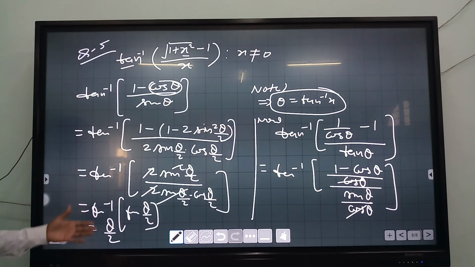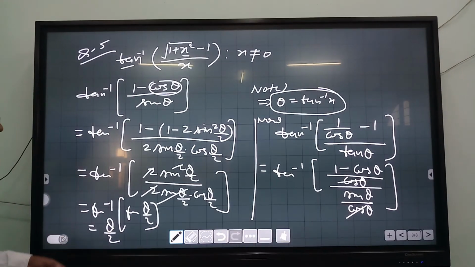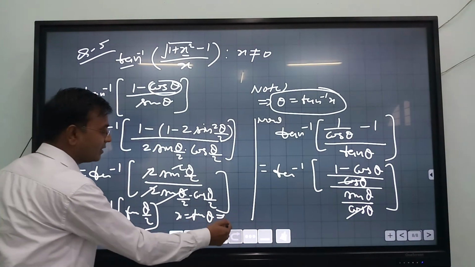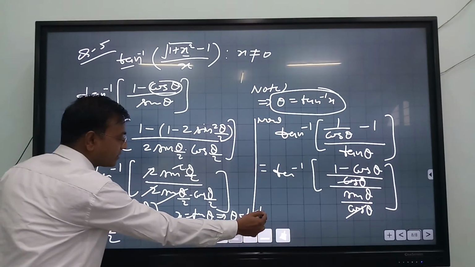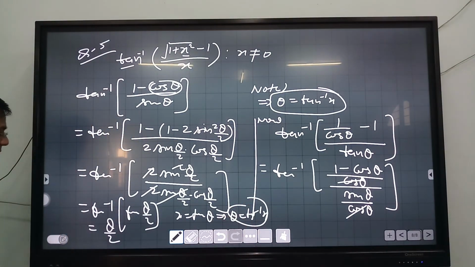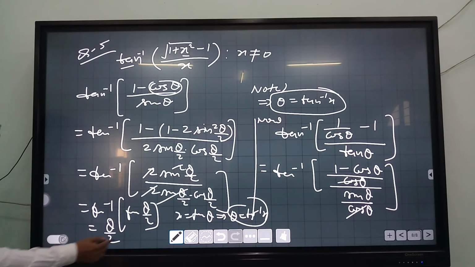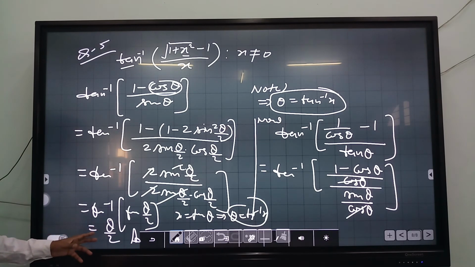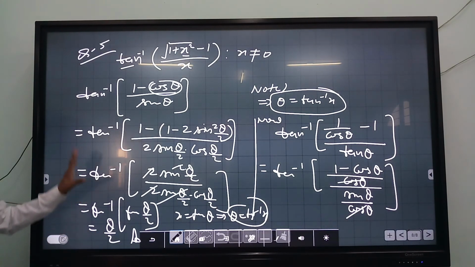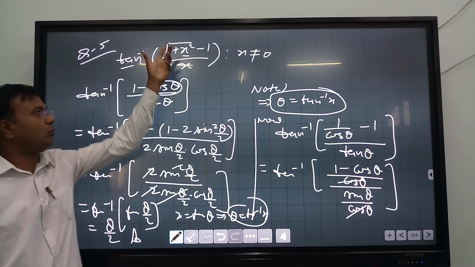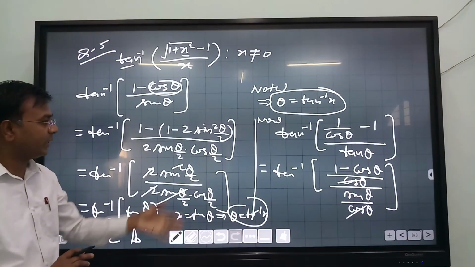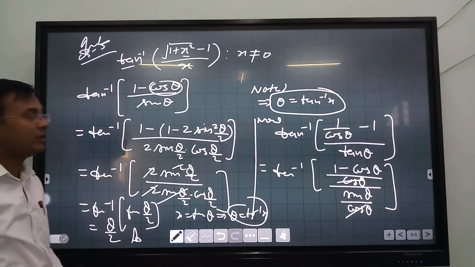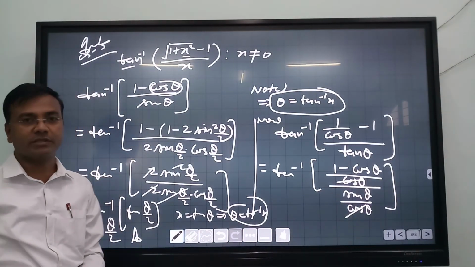Now just replace the value of theta as we have assumed. We took x equal to tan theta, and theta was tan inverse x. So the answer will be tan inverse x divided by 2. This is the simplest form of the whole expression. So do practice, this is an important question of simplest form, and try the examples related to this. Thank you very much.